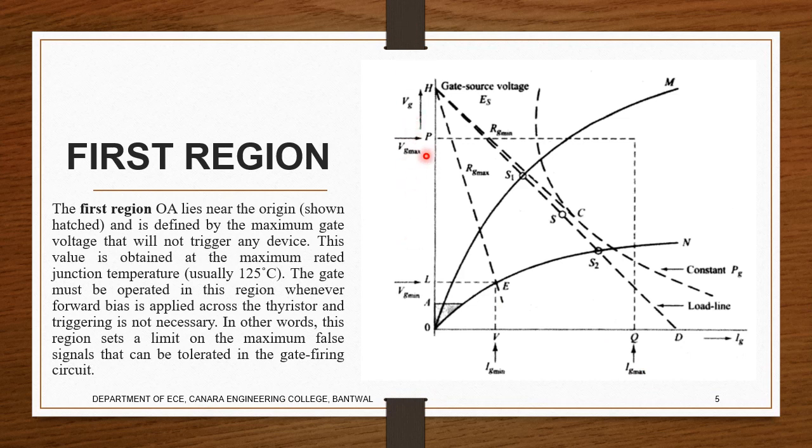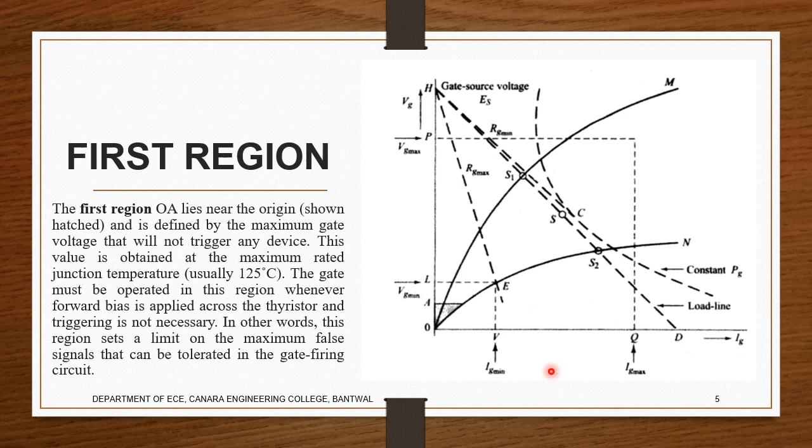Sorry, and this is one we say a specified region there, PQ. So we'll look into one by one. Here we usually classify into the three regions there. First region, second region, third region.